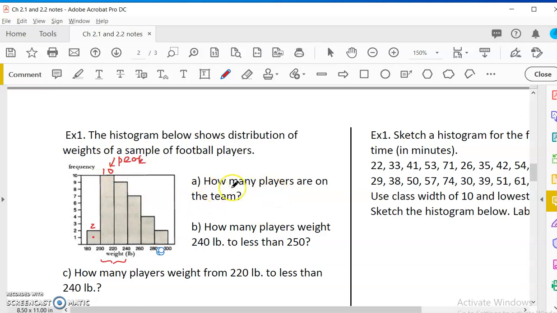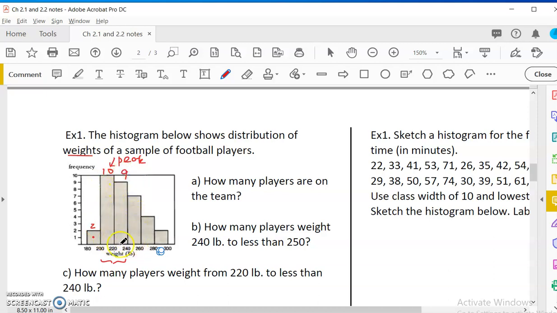So answer this question: how many players are on the team? So these show the distribution of weights. So these are weights data. How many players are on the team? So you will add all the frequencies. So let me write the frequency. So this frequency is 2. There's 10 data in this range. There is 9 data in this range.